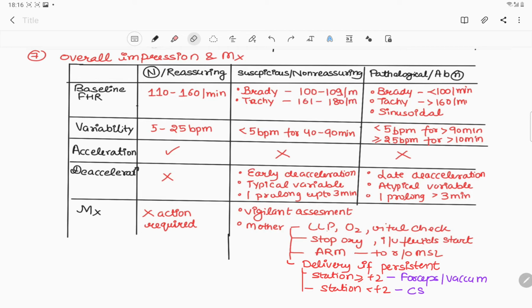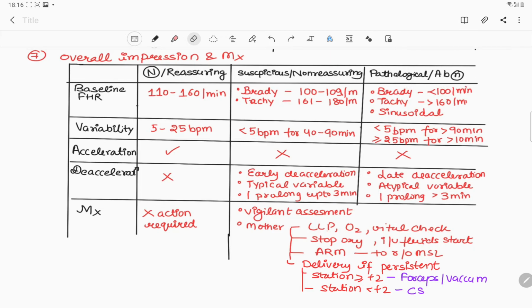Suspicious or non-reassuring CTG is said when bradycardia is there, for example 100 to 109 beats per minute, or tachycardia of 161 to 180 beats per minute is there, and variability is less than 5 beats per minute but for 40 to 90 minutes. There are no accelerations, or early deceleration, or typical variable deceleration, or one prolonged deceleration up to 3 minutes is there.